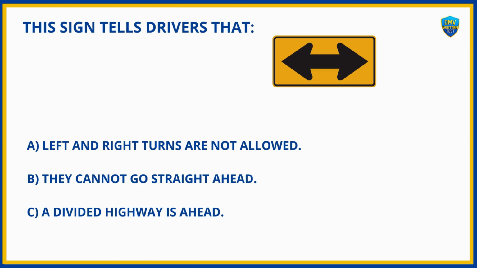This sign tells drivers that A. Left and right turns are not allowed. B. They cannot go straight ahead. C. A divided highway is ahead. And the answer is B. They cannot go straight ahead.